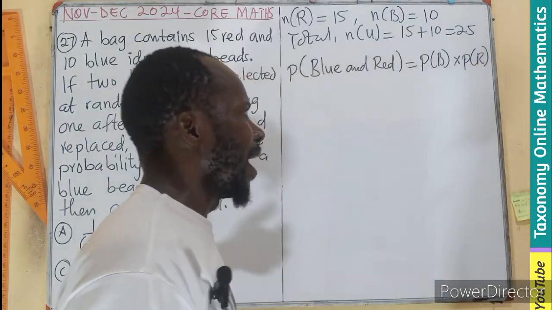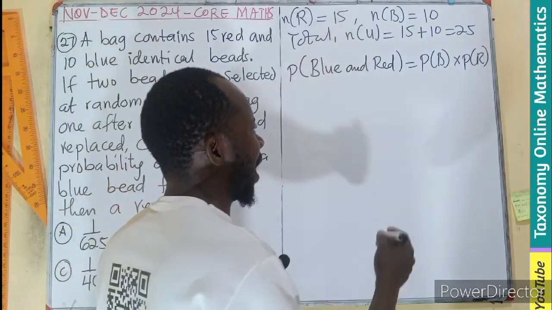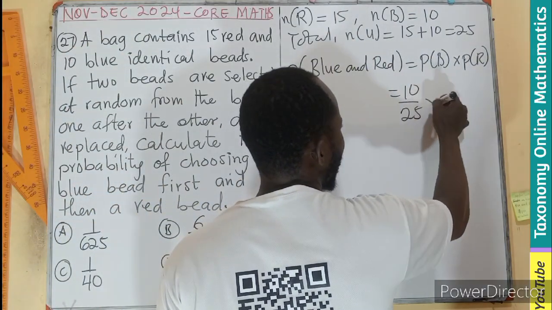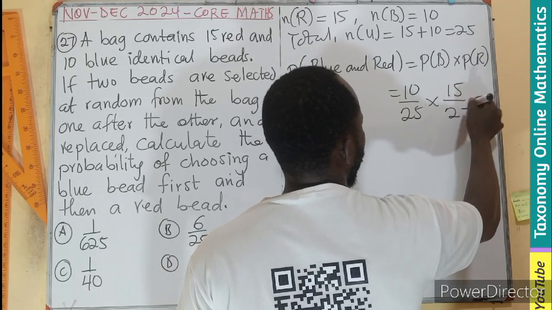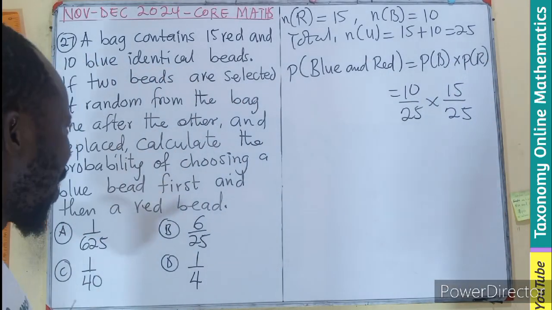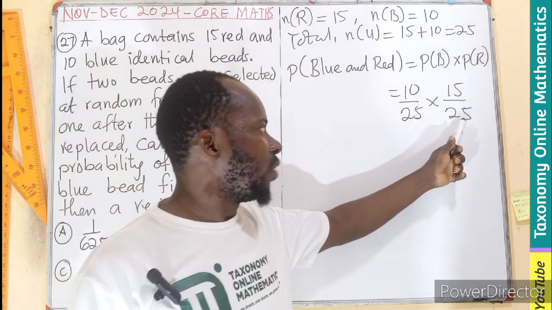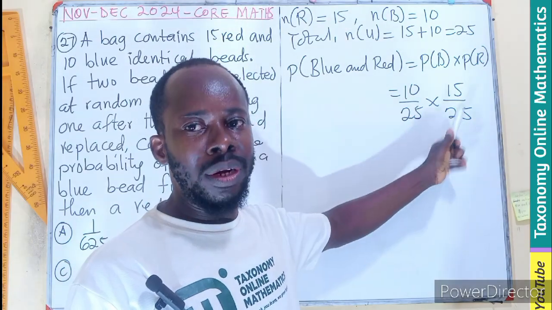Red. And how do we find probability? We find the event divided by total. So this is going to be 10 divided by 25 times red, 15 divided by what? 25. So now that I said it is replaced, that is why we are having 25 here. If it is not replaced, this will have reduced to what?